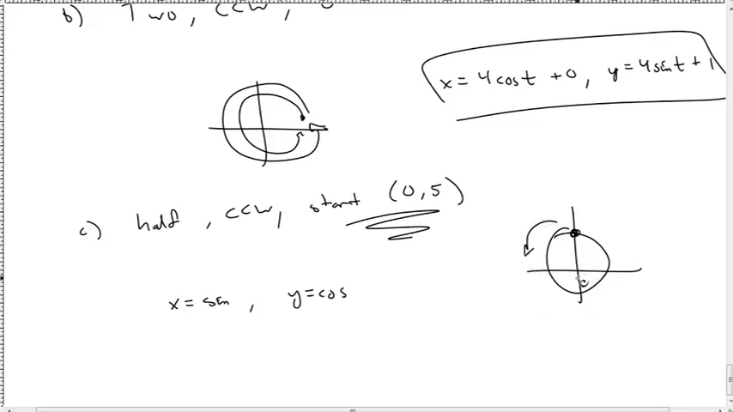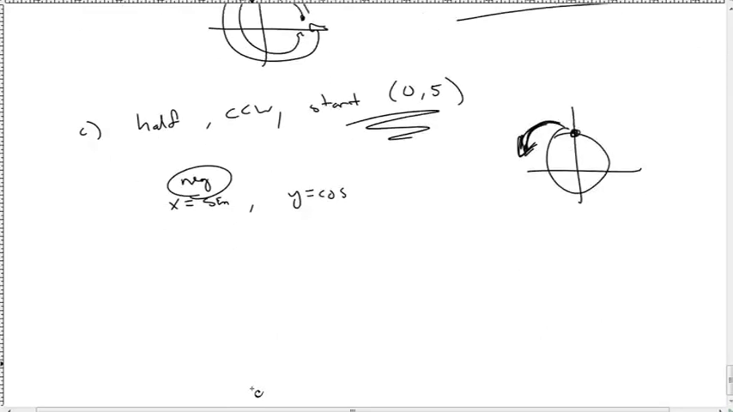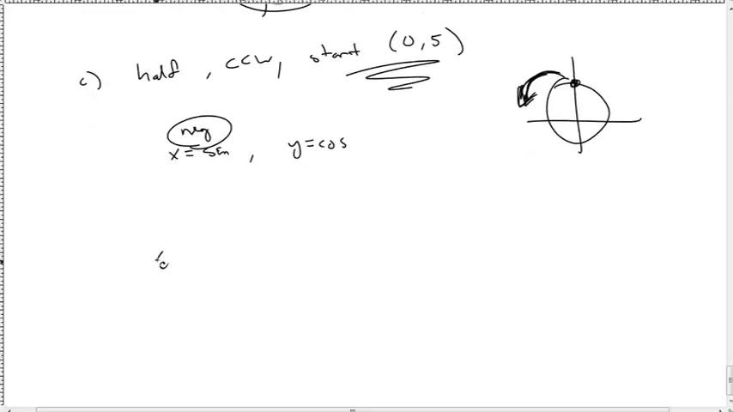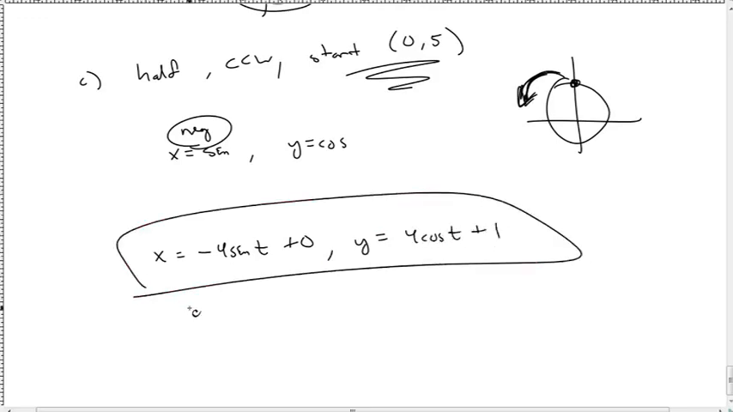So how do I do that? I'm going to make one of these negative again. And notice that my y is going to be going down in both cases, so it's not going to change anything. But my x is getting more negative as I go this way when I start out. So I'm going to put a negative sign on this x. And so my final answer is going to be x equals negative 4 sine of t, again plus 0 I guess, it doesn't really matter, and then y equals 4 cosine of t plus the 1. That is my final answer.